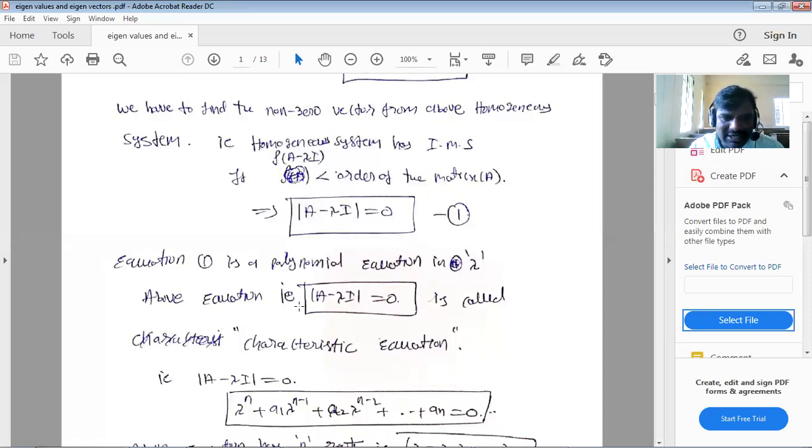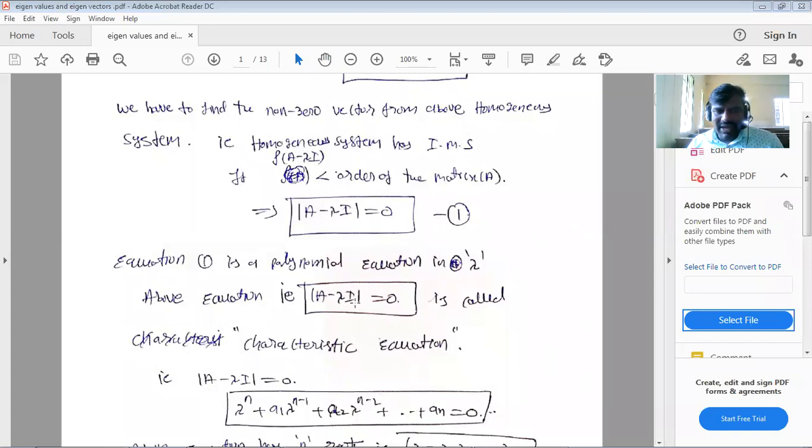That is, the above equation, determinant of A minus lambda I is equal to 0. This equation is called the characteristic equation of the matrix A. Characteristic equation of the matrix A here. Okay, now, this is called the characteristic equation of the matrix A.